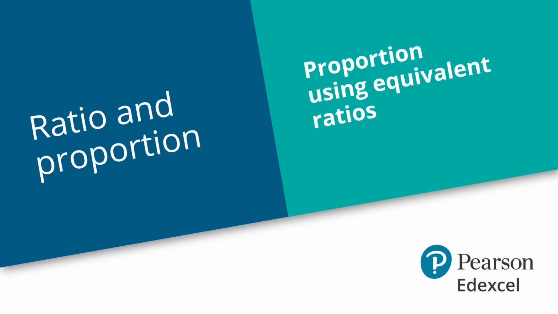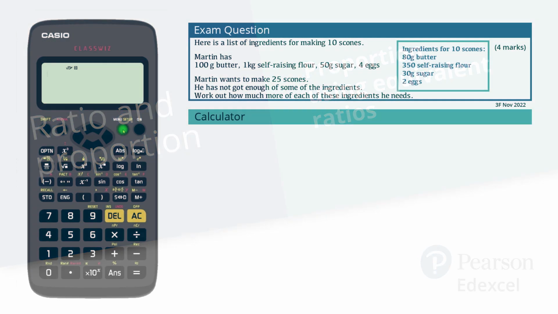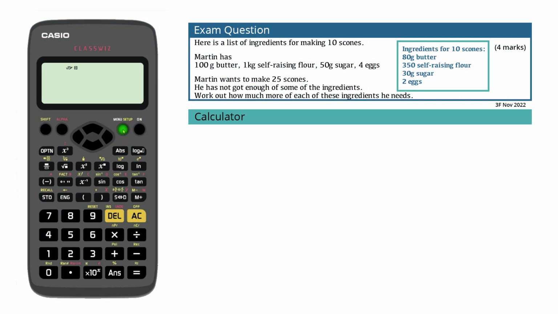The next section of this video is looking at proportion using equivalent ratios. This question shows a list of ingredients for 10 scones and the ingredients Martin already has. Martin wants to make 25 scones, but he hasn't got enough of some of the ingredients. Work out how much more of each of the ingredients he needs.